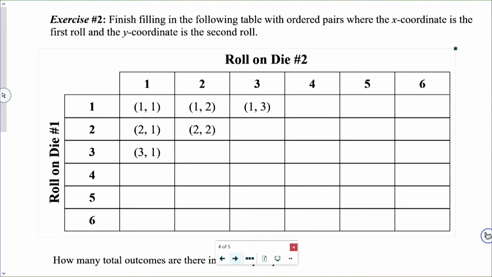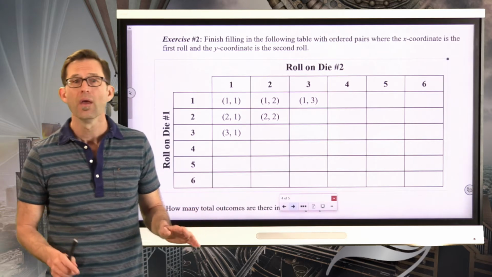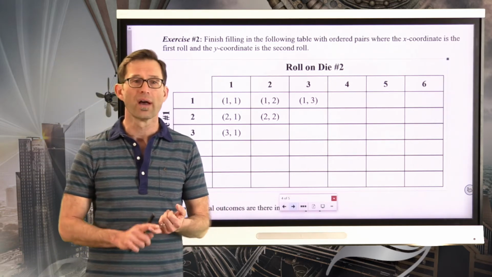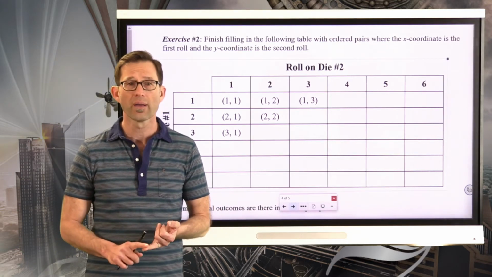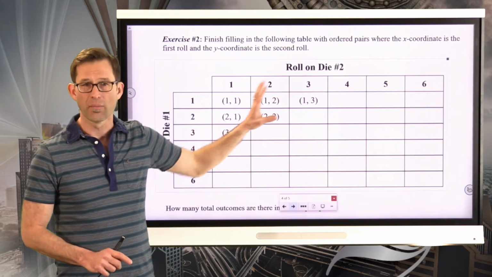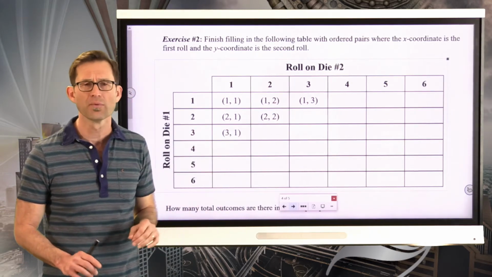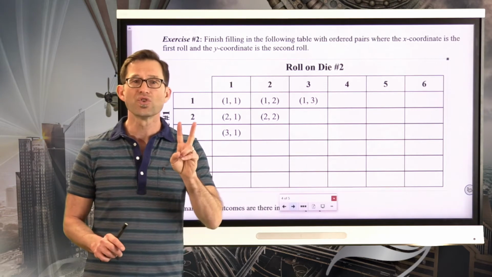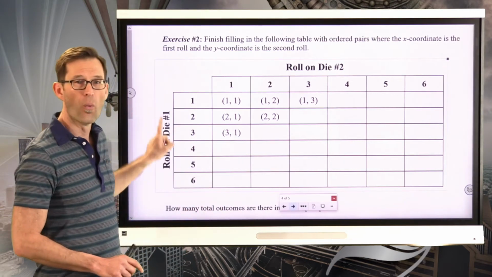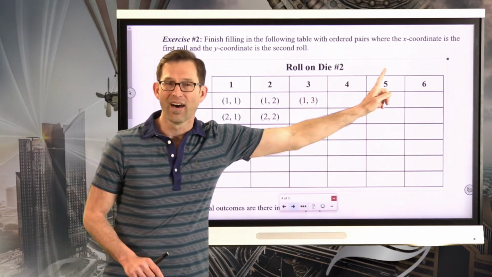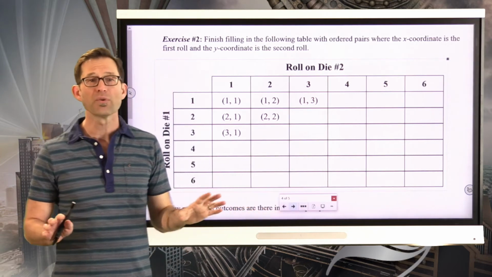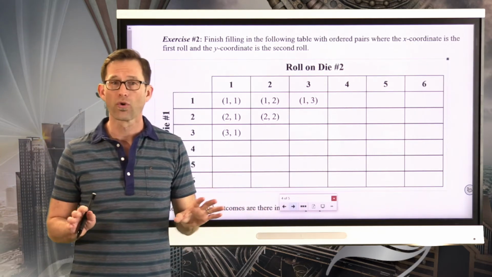the second roll. Now this is very important, right? So we talked about doing organized lists, tree diagrams, and outcome tables. And that's what we have here. And outcome tables are really, really nice when there's a two-stage event. Roll one die, roll the second die, right? Because then we can represent equally likely outcomes with ordered pairs.